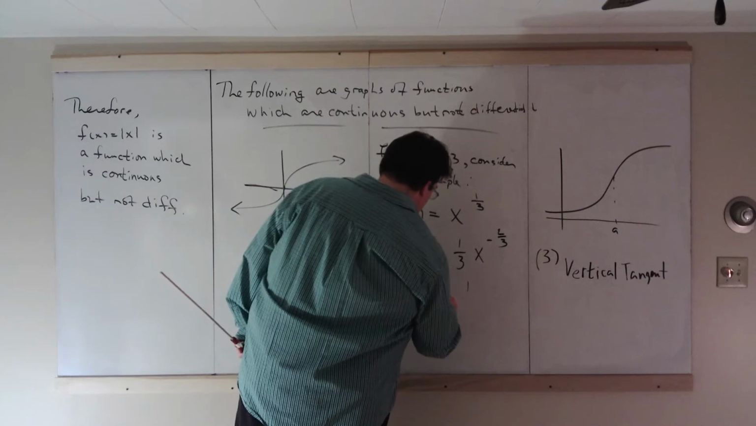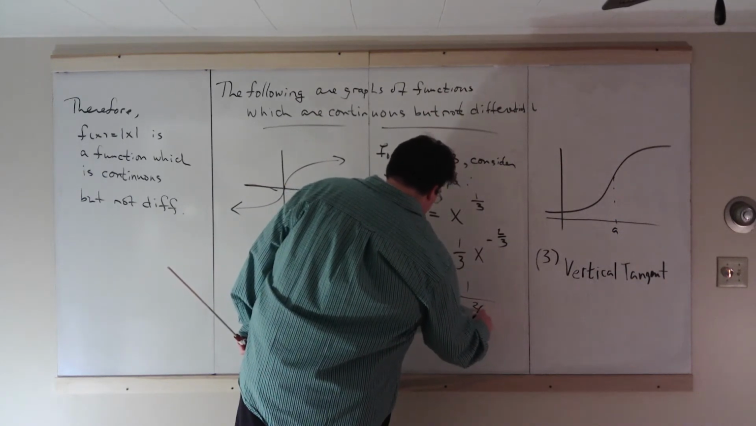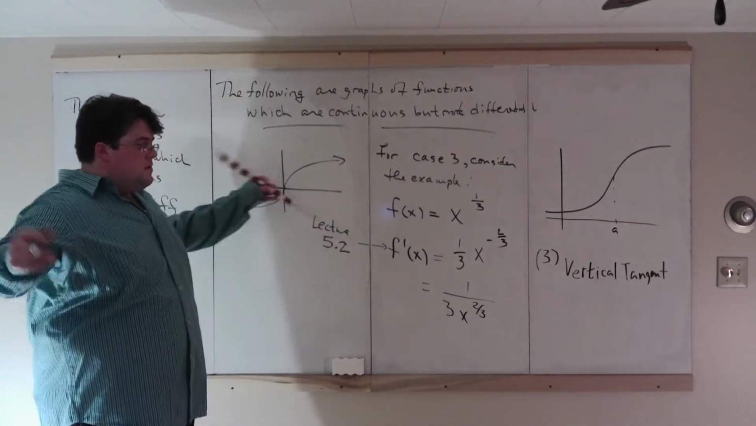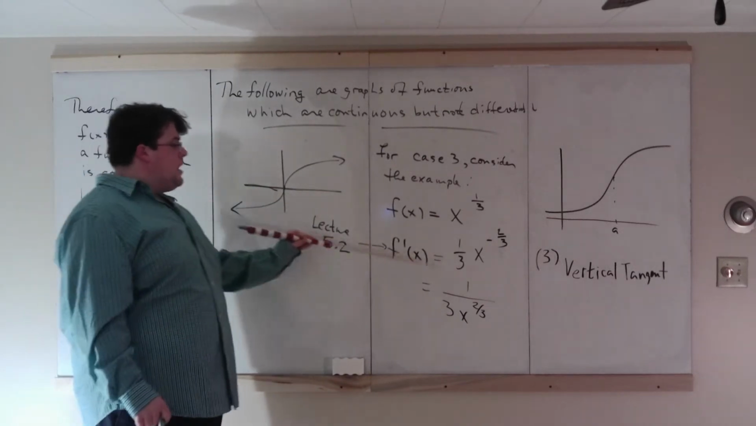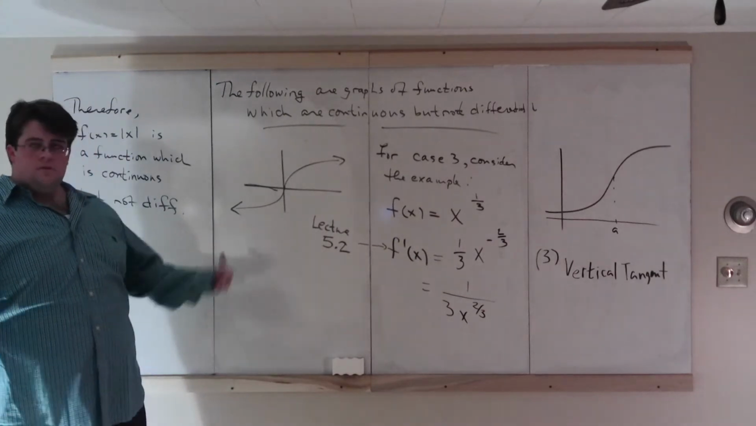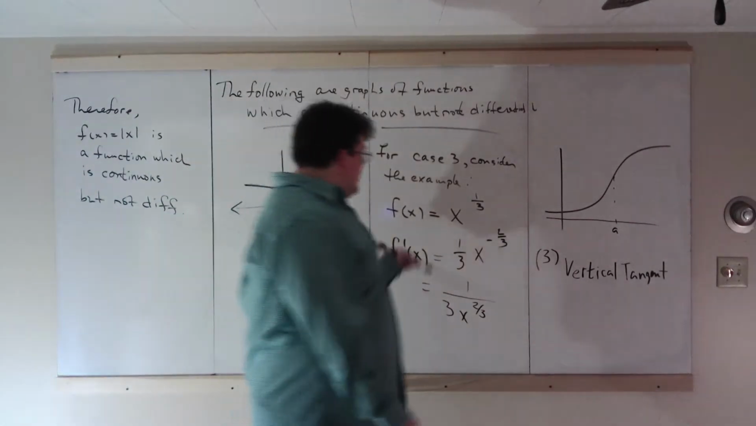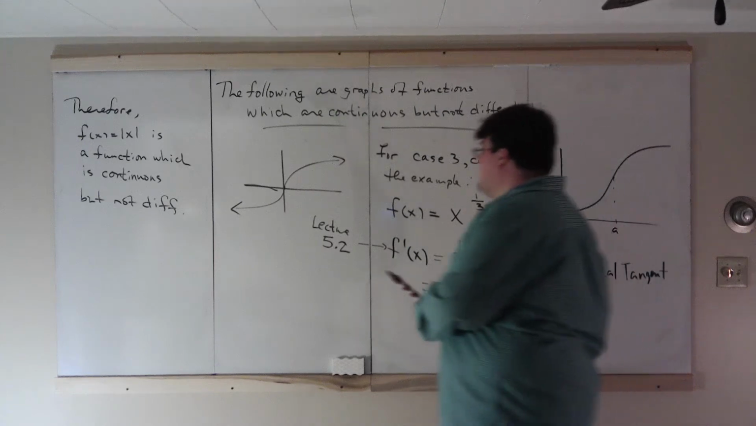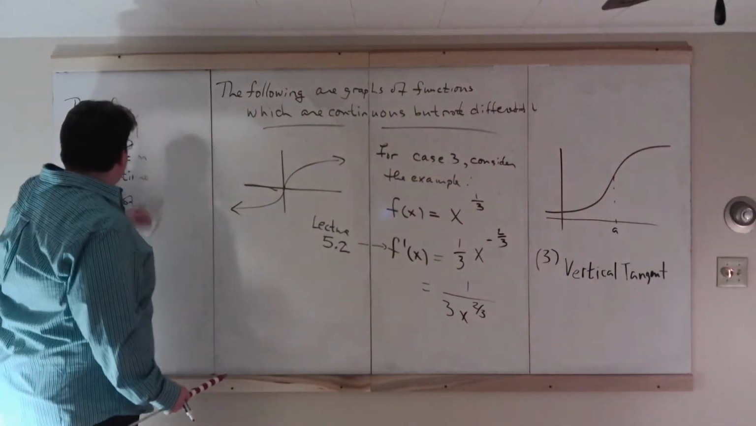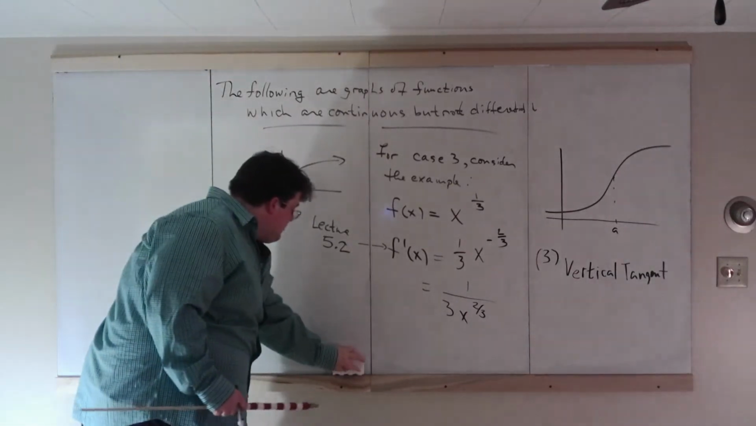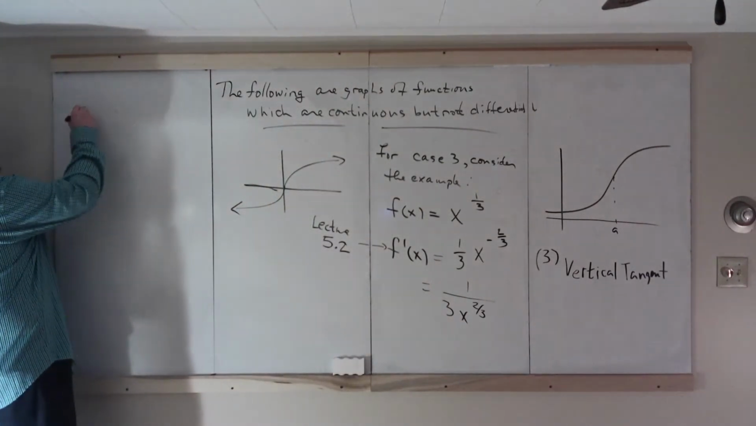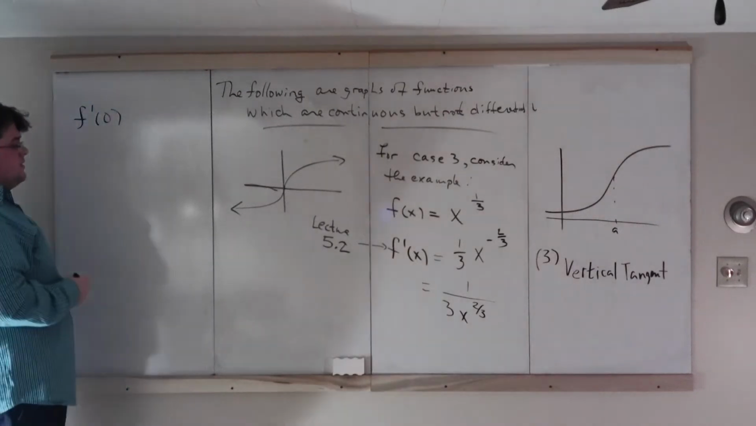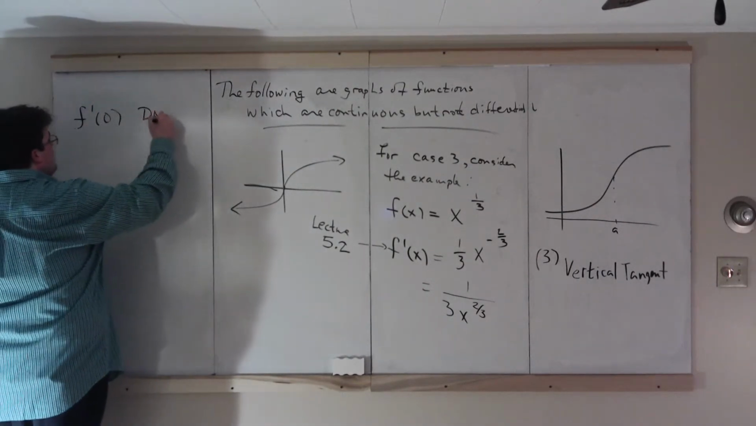And how does this simplify? Don't worry about getting rid of the two-thirds; we'll leave it as two-thirds. F prime of x, you can take right now as a fact for this case, is given by this formula. In lecture 5.2, we will go over how we get that. But how does this simplify? Well, the negative exponent goes in the bottom. I probably won't have room, so I'll write it over here. What's f prime of 0? Well, you get 1 over 3 times 0 to the 2/3. Does not exist.